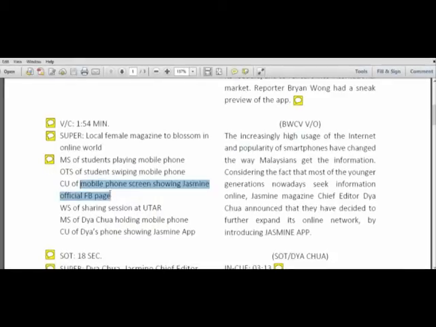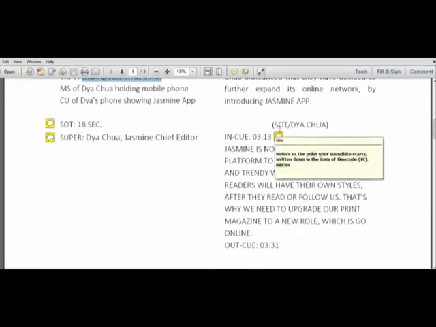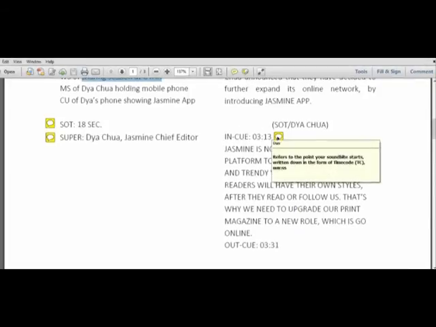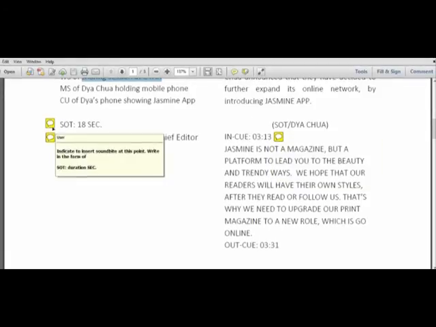For each shot, you should include at least the shot size, followed by the detailed visual description. Whenever you want to insert a soundbite, on the right hand side, write bracket SOT/name of the person speaking. Then, in cue, followed by the full transcript of the soundbite, all in capital letters, and end it with out cue.